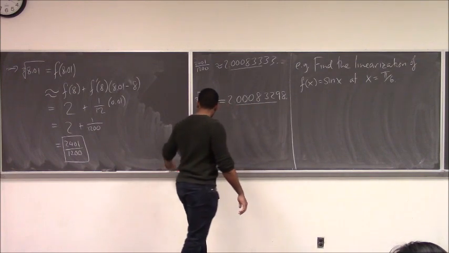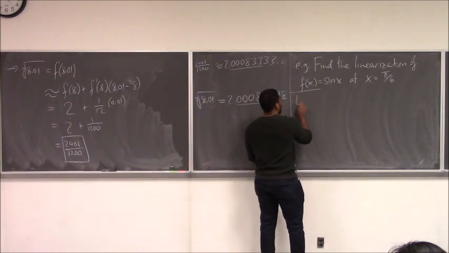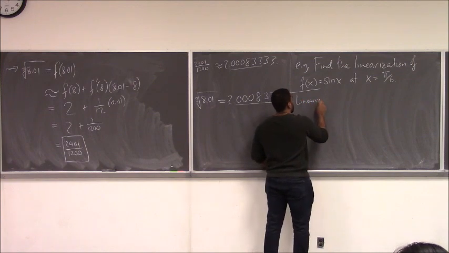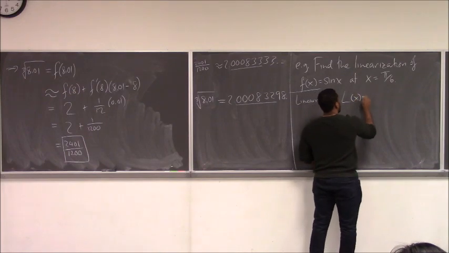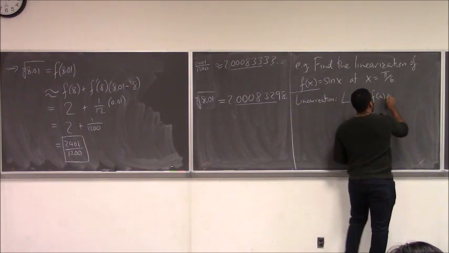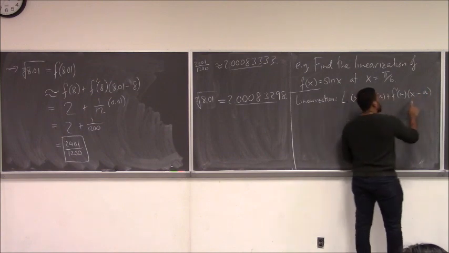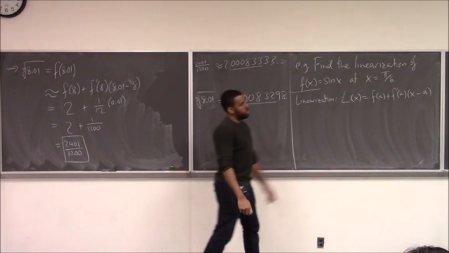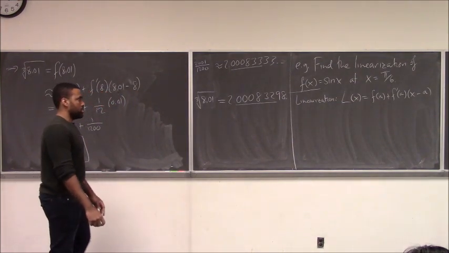So remember, the linearization is this function L of x, which is going to be f of a plus f prime of a times x minus a. And the x is going to stay there. It's going to remain a function of x. You're pretty much finding the equation of the tangent line. That's your linearization.